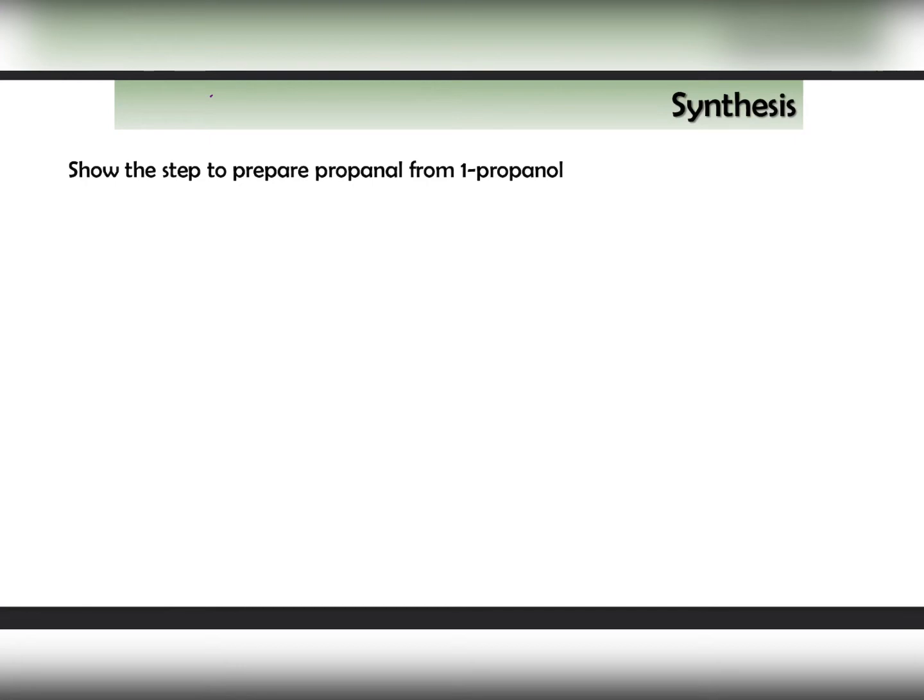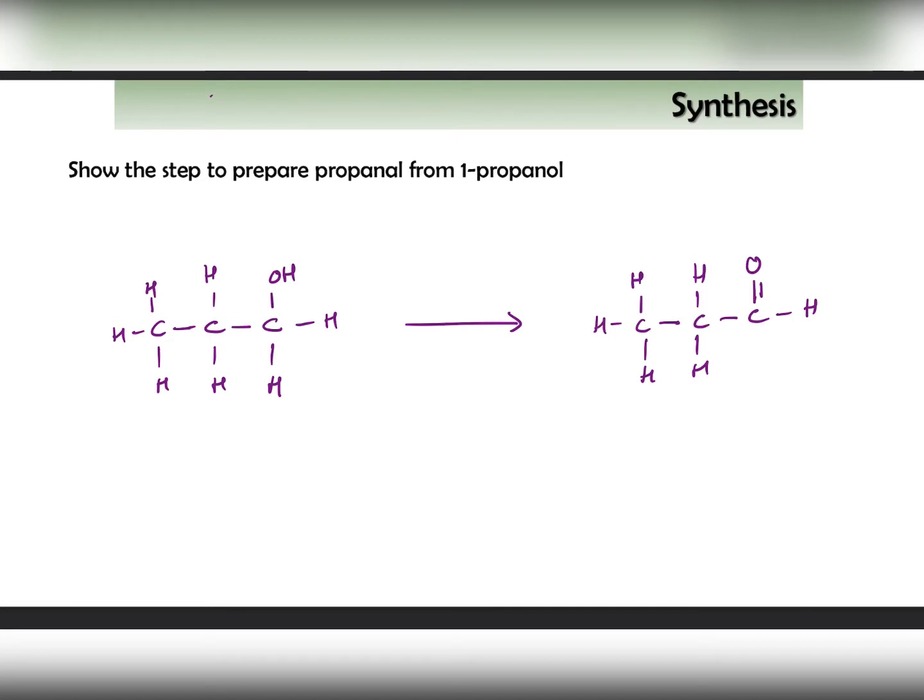So for this video kita akan tengok soalan sintesis and kita akan buat beberapa latihan lah untuk sintesis. So for this question, show the step to prepare propanal from maksudnya dari 1-propanol. So 1-propanol, draw out the structure, dapat propanal. Okay, so how to get this from this part of your reaction?